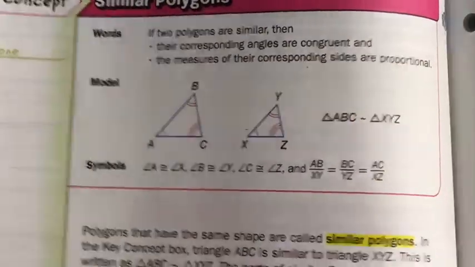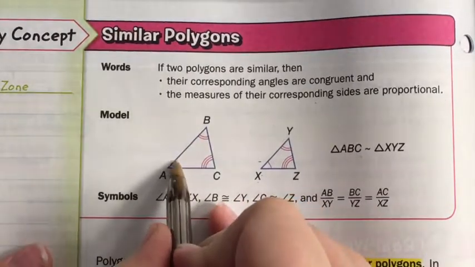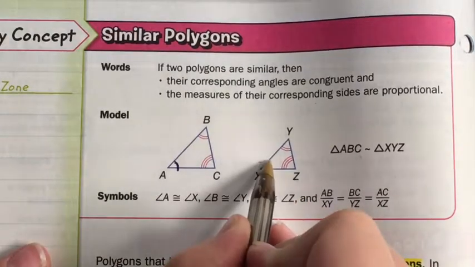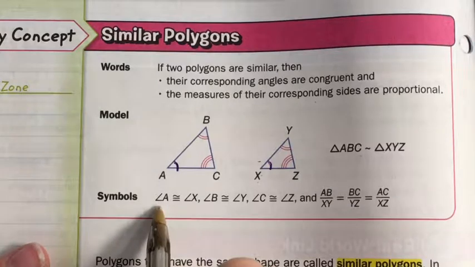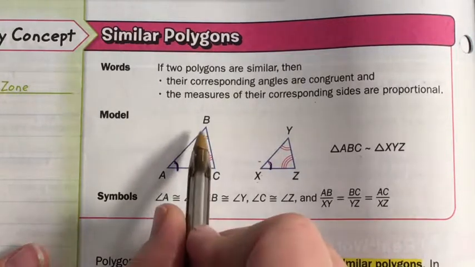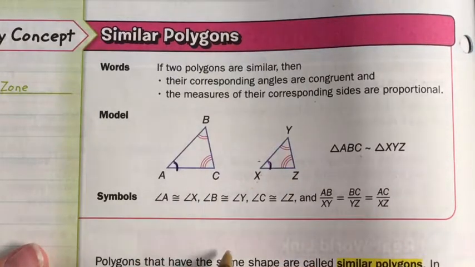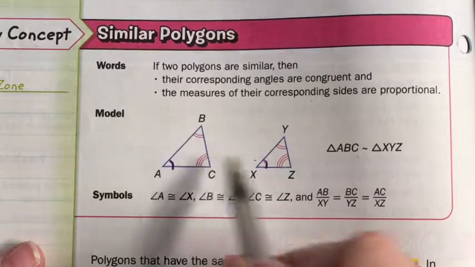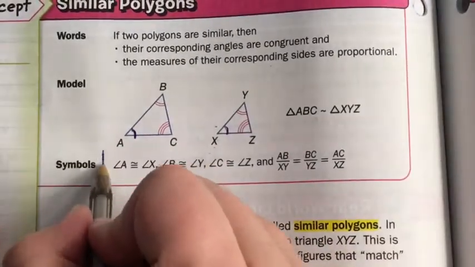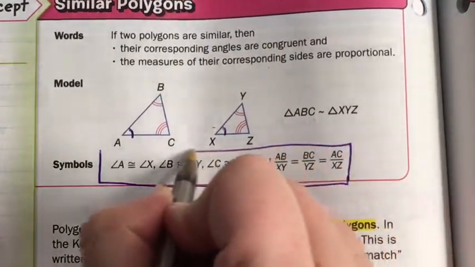So we have really cool symbols with similar polygons. See how there's this one arc right here, and there's one arc right here. That means angle A and angle X are congruent. Then there are 2 arcs here and 2 arcs there. That means B and Y are congruent. And then 3 arcs and 3 arcs means that those are congruent. So there are these things that are the angles, and then all the sides are proportional.